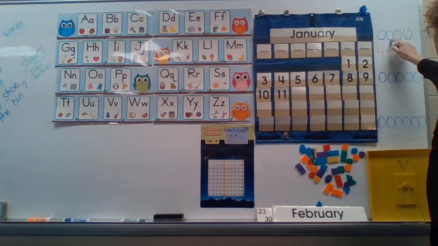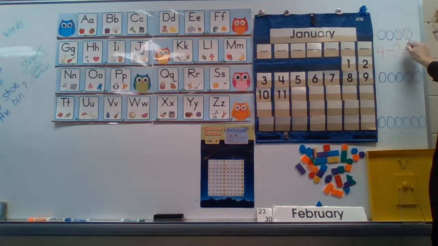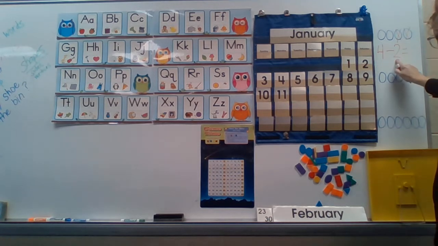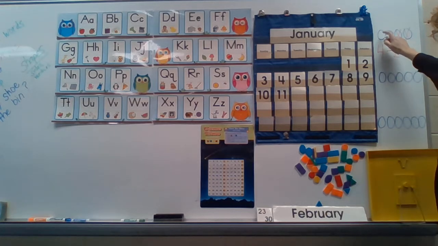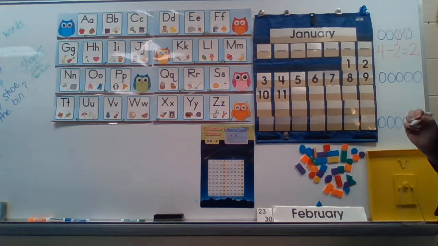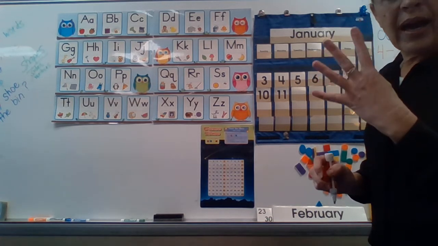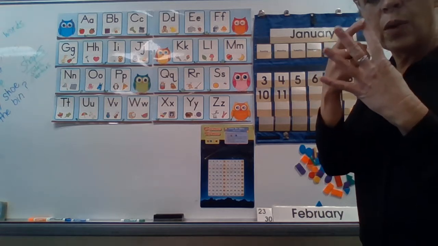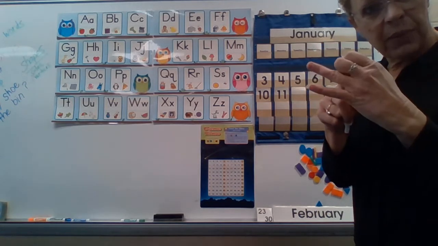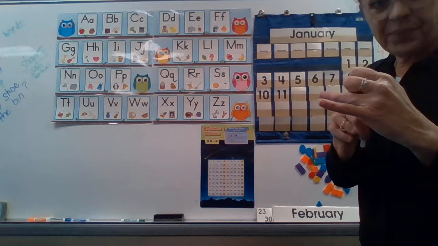So there were 1, 2, 3, 4 to begin with. That's my first number. I crossed 2 off. I took those away. And there are 1, 2 left. Yes? Agree? Let's see. Let's check it on our fingers. I had 4 apples. I ate 2. How many are left? 2.